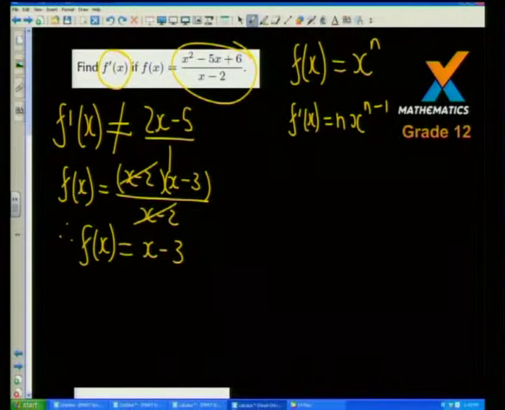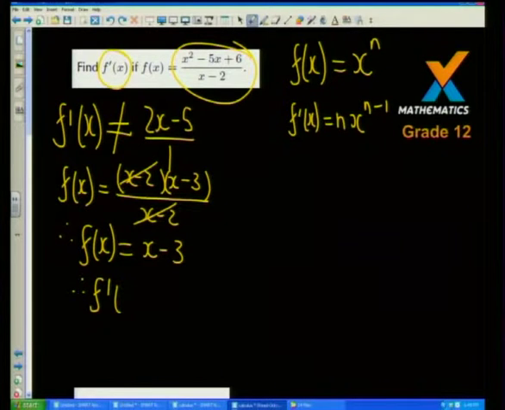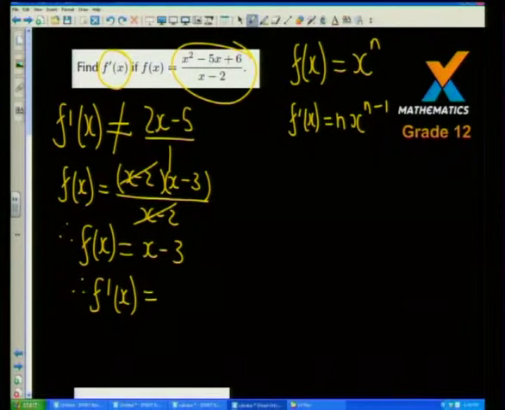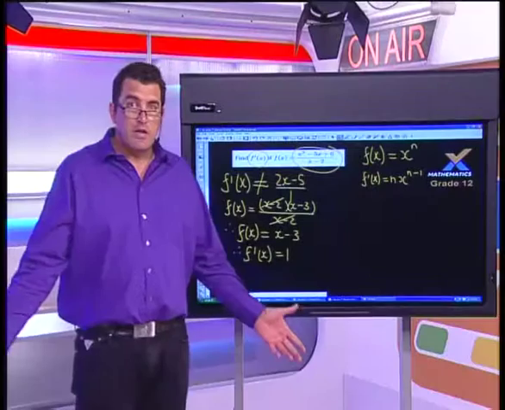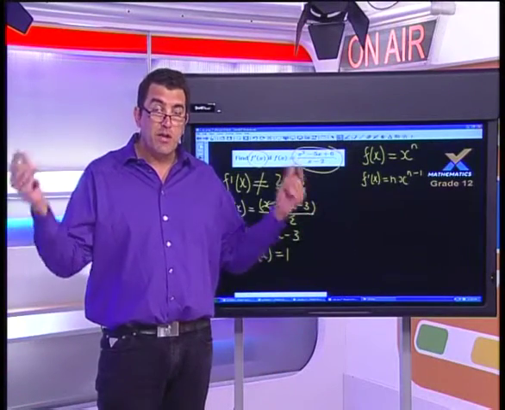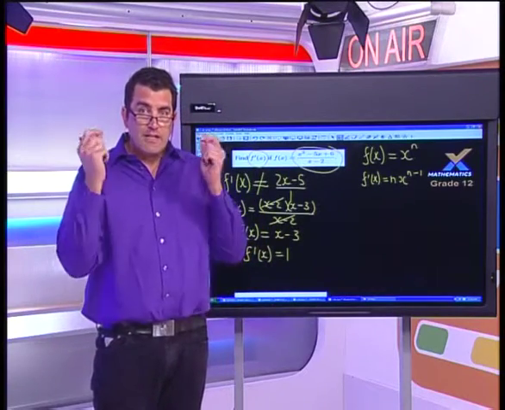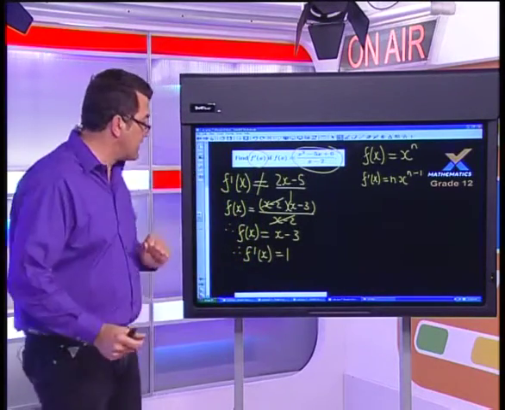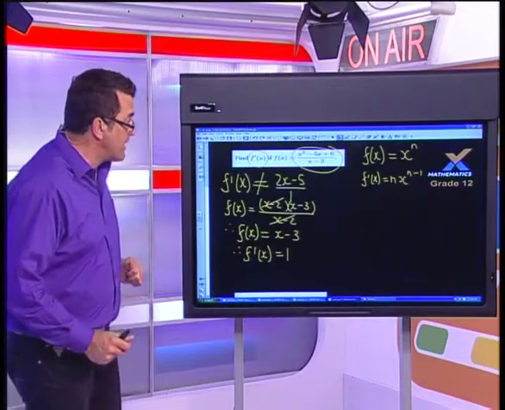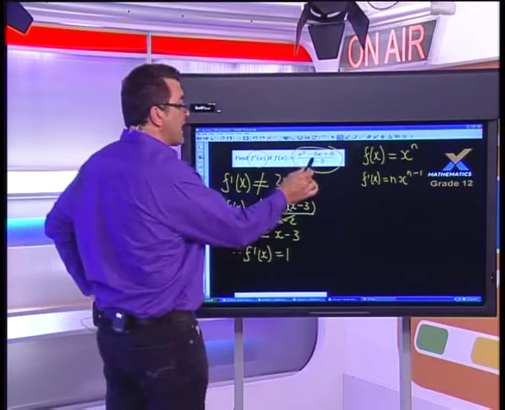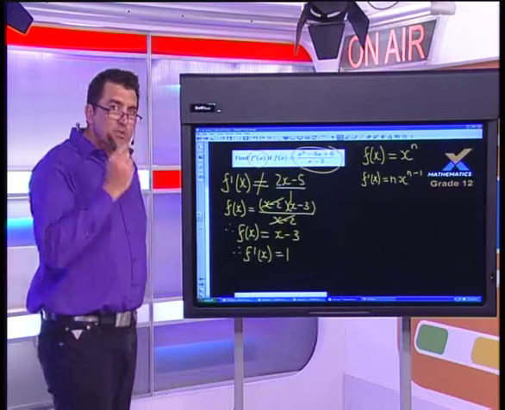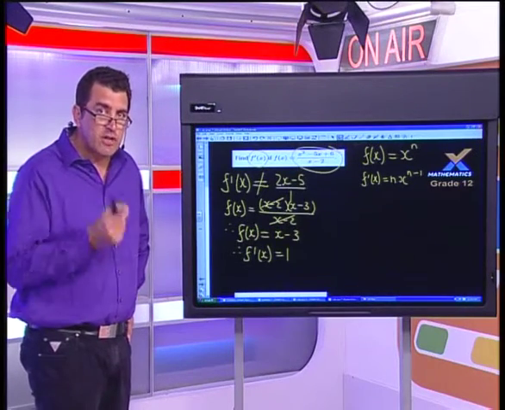Now I can say, therefore, the first derivative with respect to x is the derivative of x, which is 1, minus the derivative of 3, which we know is naught. Why? Because the derivative of a constant is always 0. Don't forget that. Okay, folks? So please remember, if there's a fraction, you need to simplify the fraction first.